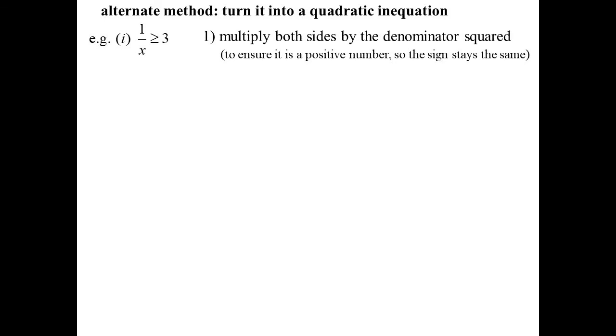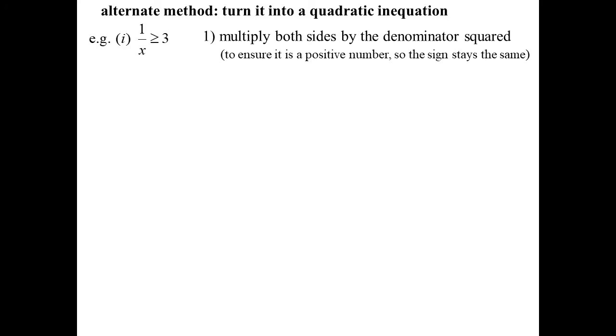Now, back to this one, what you wanted to do. This is probably the most commonly used one. Here's the idea. So again, we turn it into a quadratic equation. 1 on x is greater than or equal to 3. Multiply both sides by the denominator squared. The reason we do that is because now I know I'm multiplying by a positive number, and therefore the sign won't change. So we couldn't do it before that.